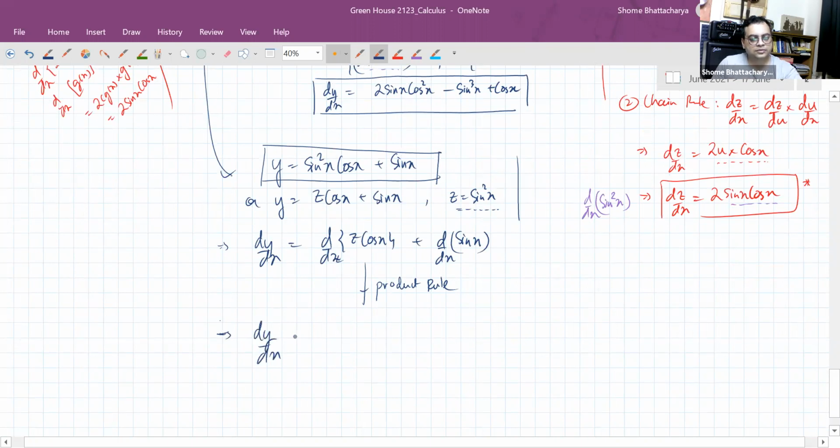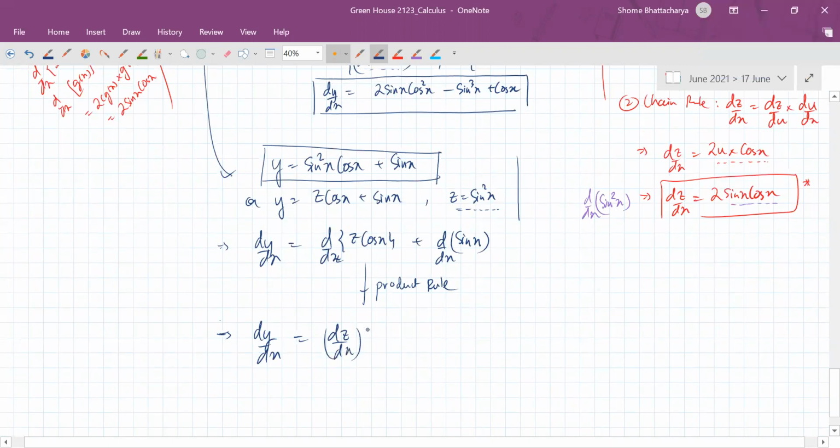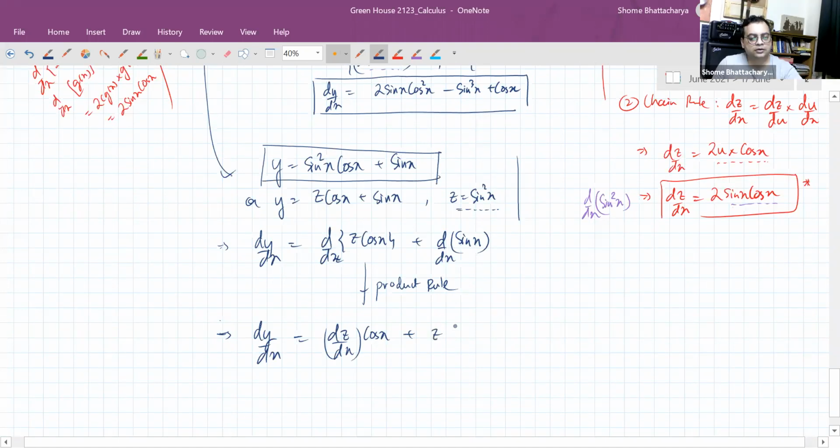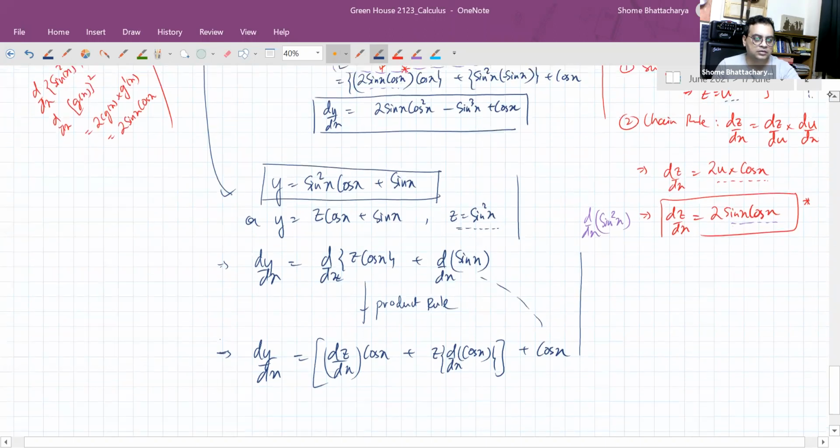So this dy by dx will become differentiation of the first term, dz by dx, into cos x, plus first term z into differentiation of the second term, cos x. Right. So this has become my product rule, whereas this term is just cos x. Okay. So now see in this, what is dz by dx? So for that I have these steps.